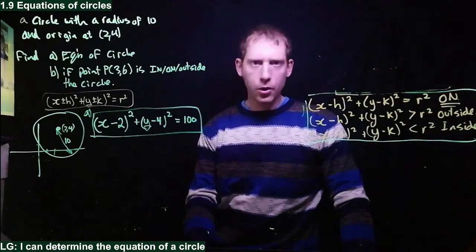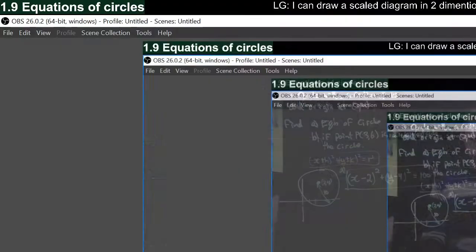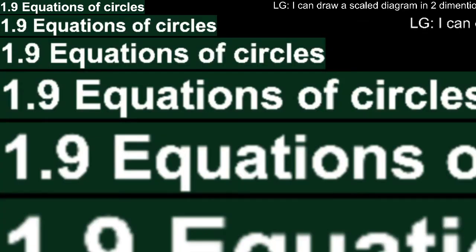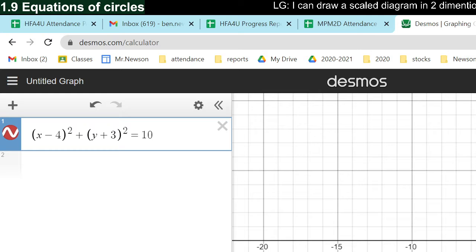Let's verify that this is correct. We can go into Desmos. I'm going to type (x minus 2) squared and then (y minus 4) squared is equal to 100. You can see that my circle is up here, the center is there, and the radius is that. So that is correct.